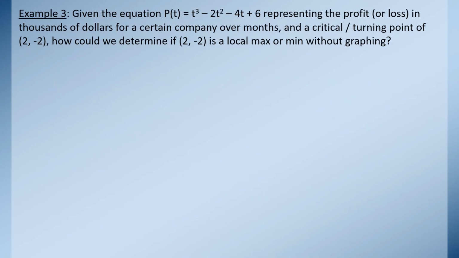So here we have a little word problem, but this is different than what we've done. We have an equation, and it's talking about profit or loss. It's a cubic equation, and it's telling us that there's a critical or a turning point. So it's like a parabola would have a vertex. It's got a critical turning point at 2, -2. But how do we know if it's a local max or a min without graphing? Now, we'll talk about the word local later, but is it a max or a min without graphing?